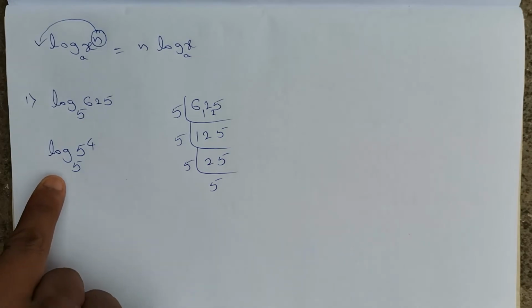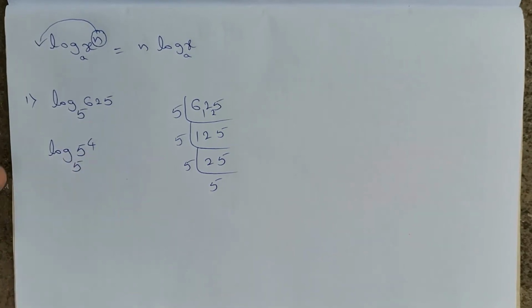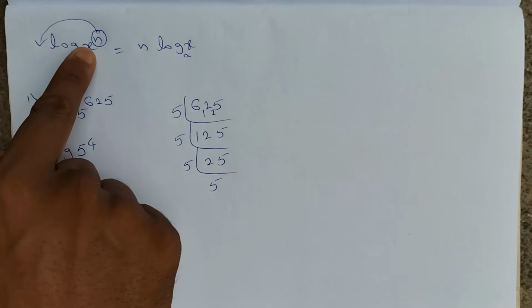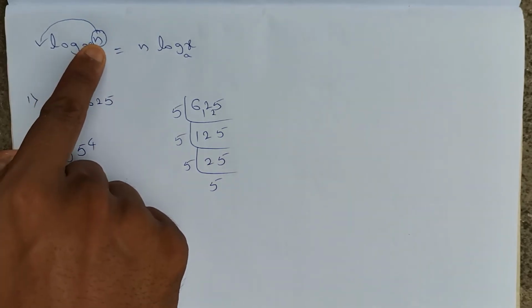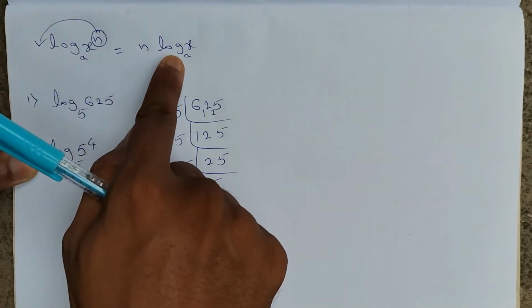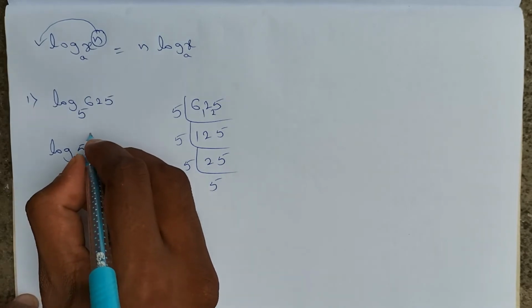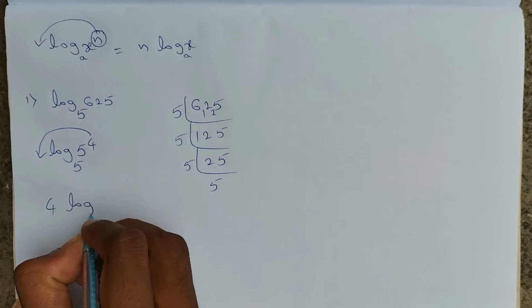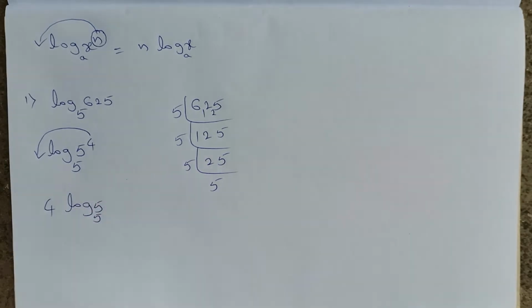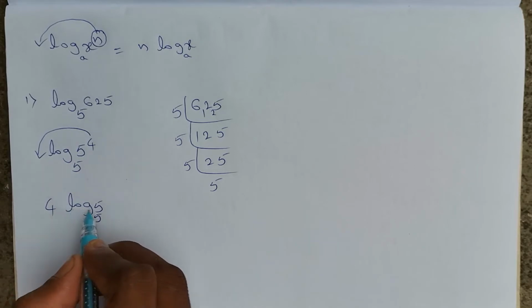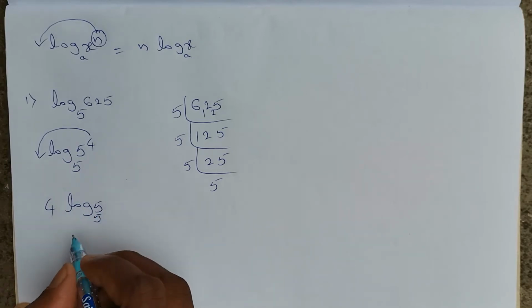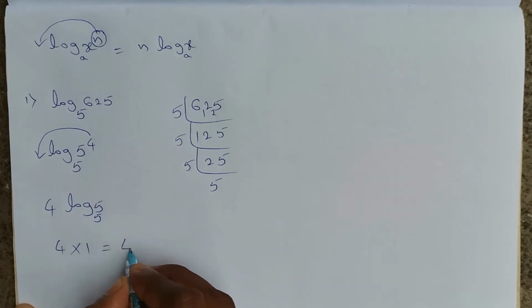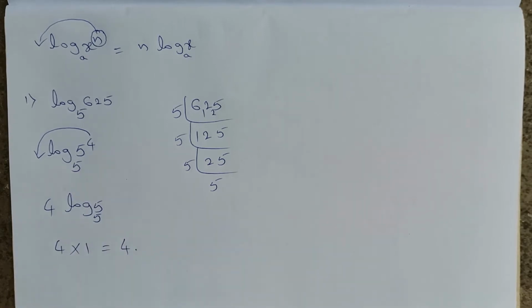Now if we observe this log 5 power 4 base 5, it is in the form of log x power n base a. So now this n will come to the front as n into log x base a. The same way this 4 will come to the front. So we get 4 into log 5 base 5. Here log 5 base 5 value is 1. So 4 into 1, 4.